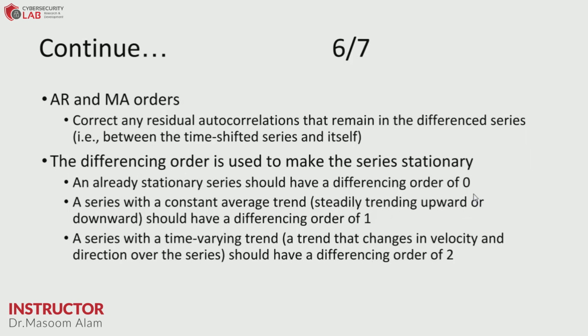Now, the differencing order is used to make the series more stationary. For example, if the differencing order is 0, the series is stationary, which means there is no change. If the change is going upward or downward steadily, the differencing order will be 1, which means a very small change. But if the time series has a lot of difference from the previous values, the differencing order will be 2.